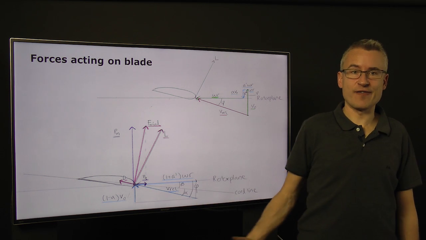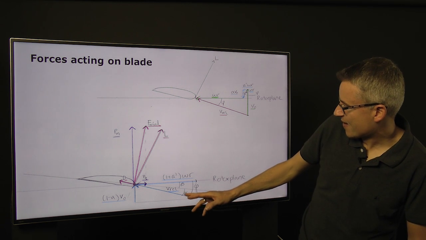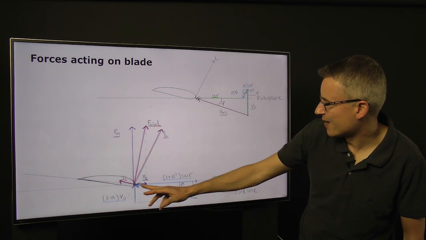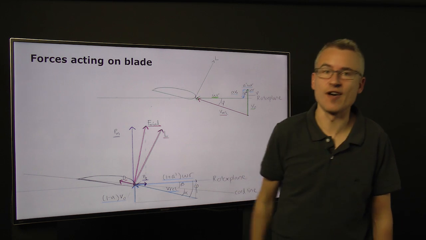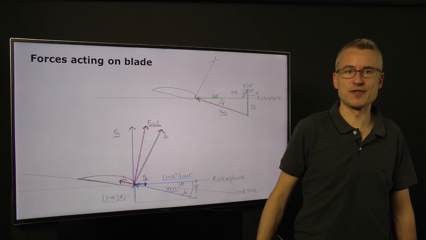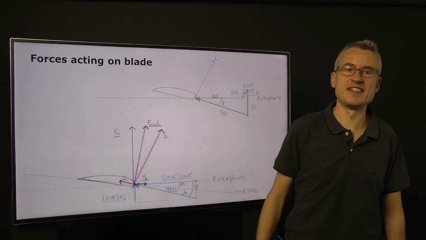Then, from airfoil theory, I could identify an angle of attack. That's the angle between the incoming speed and the chord line, going through the front edge and the back edge of the airfoil. And the lift is then perpendicular to that line. The drag goes in the same direction as the inflow.